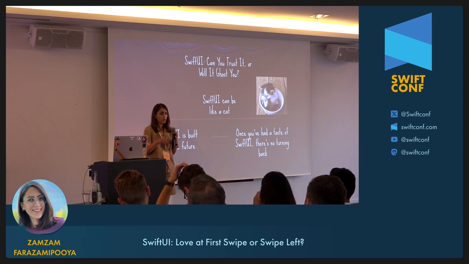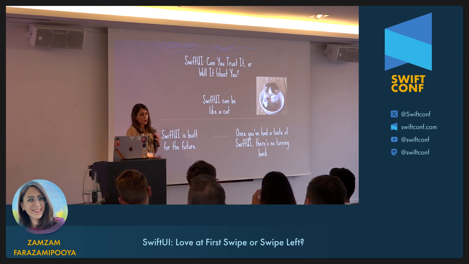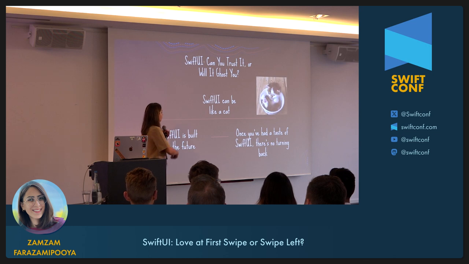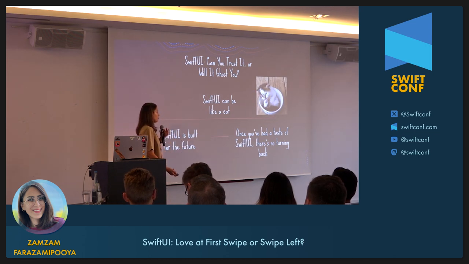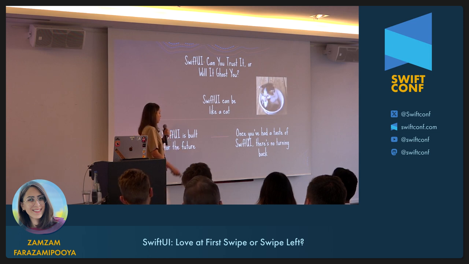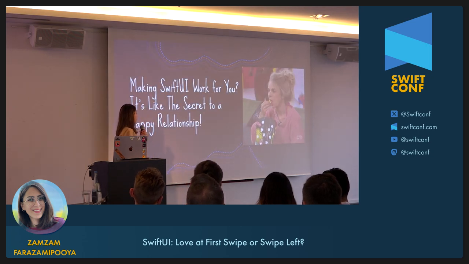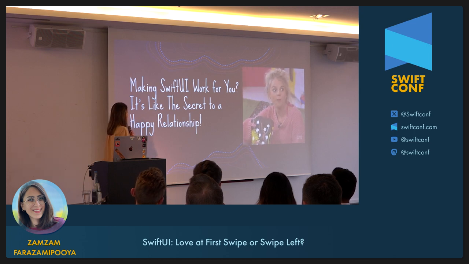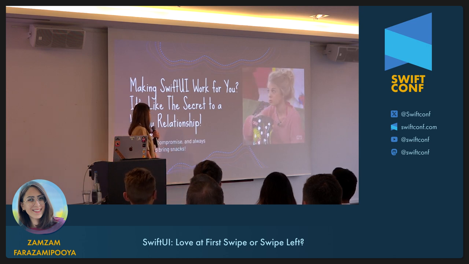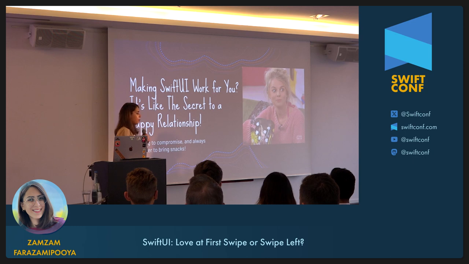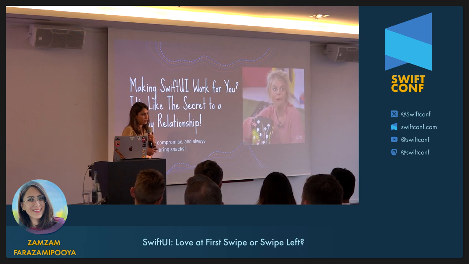It was so easy to just move around components, add different things, and change things. You want it to be horizontal? I'll make it horizontal, no problem. So that was really nice. And for me, it's not so fun if I have to do something in UIKit right now, because I know how easy it could be in SwiftUI. So, making SwiftUI work for you: it's like the secret to a happy relationship. You need to be willing to make compromises and always remember to bring snacks.